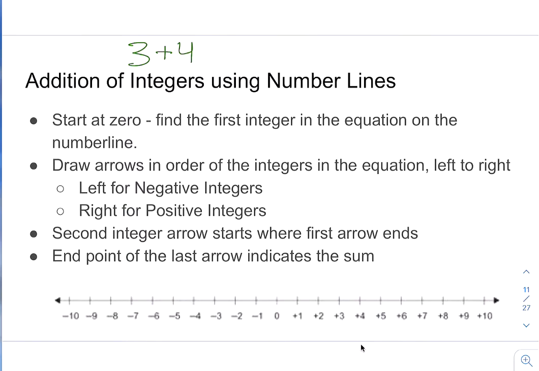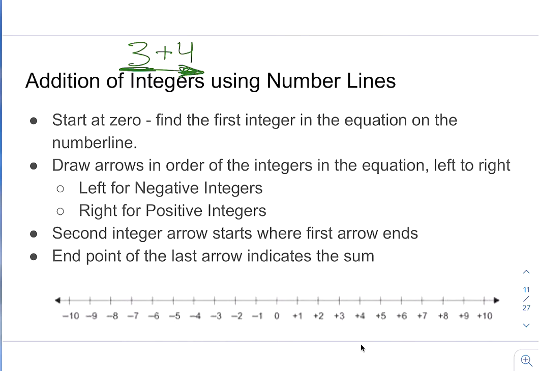We're going to draw arrows for each integer in order, going left to right. Our arrows are going to go to the left for a negative integer, and to the right for a positive integer. As you look down here at the number line, you'll notice as I add something in the positive, I'm going this direction. If I'm adding a negative, I'm going this direction. To go from 0 to -5, I have to go left.